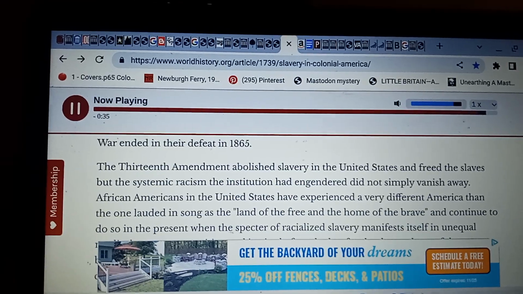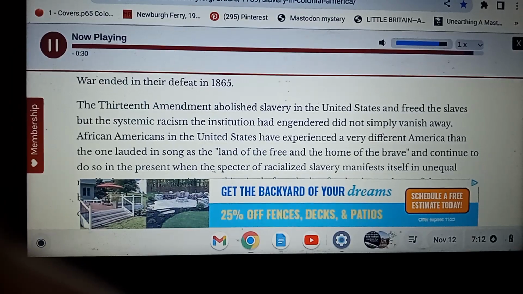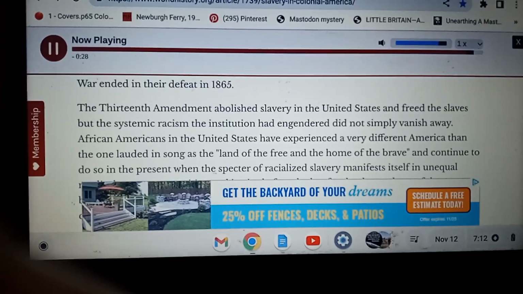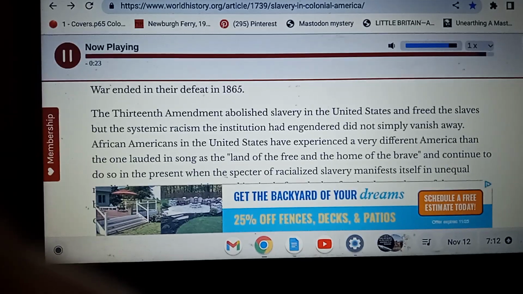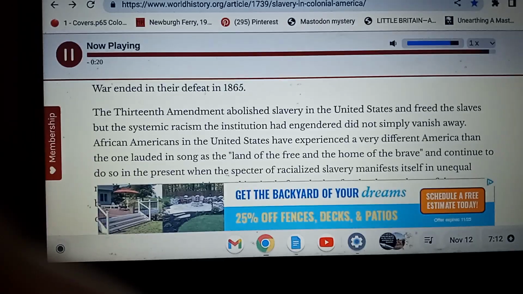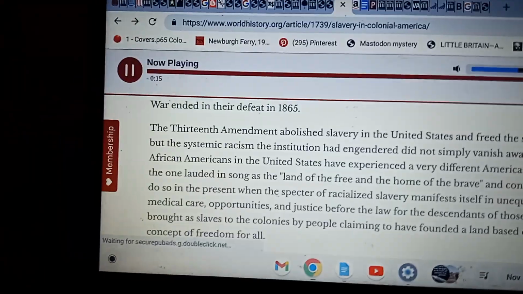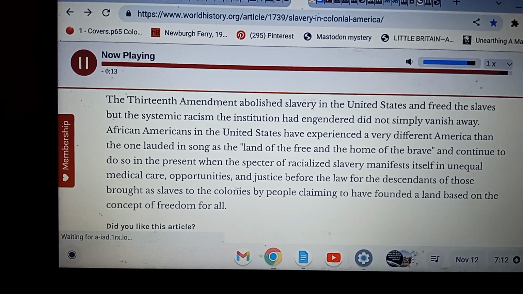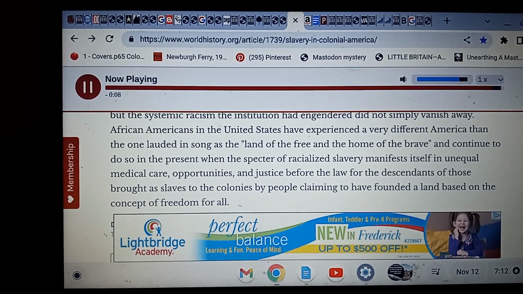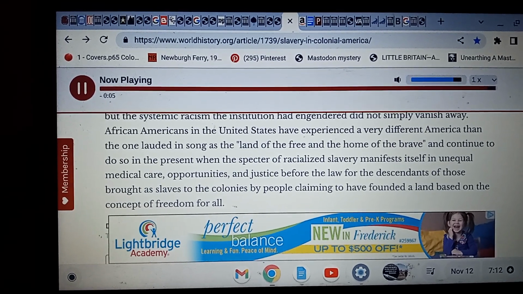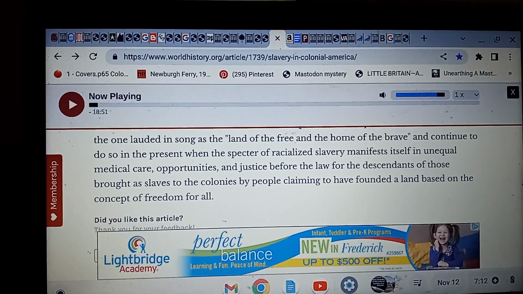The 13th Amendment abolished slavery in the United States and freed the slaves, but the systemic racism the institution had engendered did not simply vanish away. African Americans in the United States have experienced a very different America than the one lauded in song as the land of the free and the home of the brave, and continue to do so in the present, when the specter of racialized slavery manifests itself in unequal medical care, opportunities, and justice before the law for the descendants of those brought as slaves to the colonies by people claiming to have founded a land based on the concept of freedom for all.